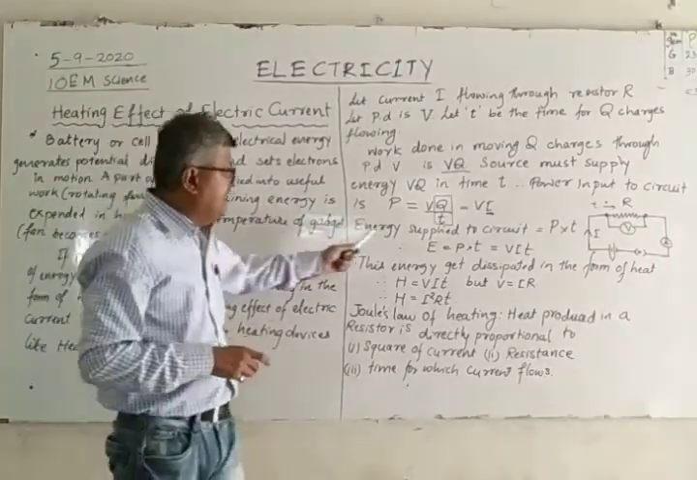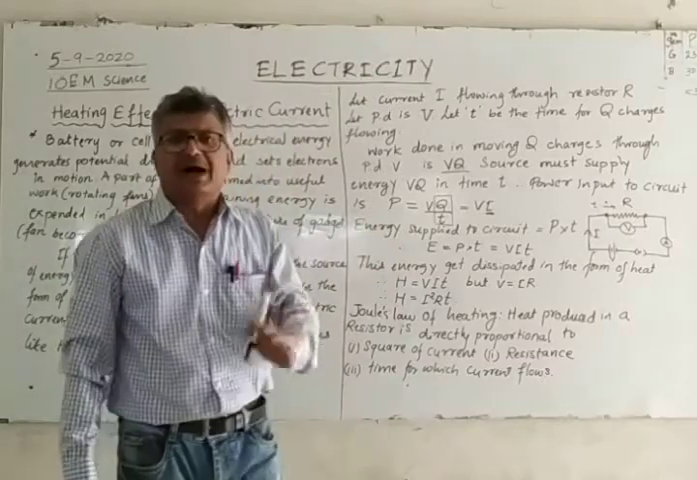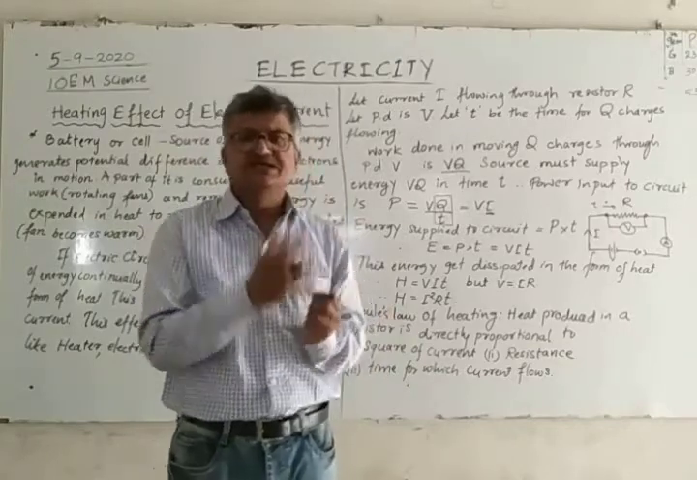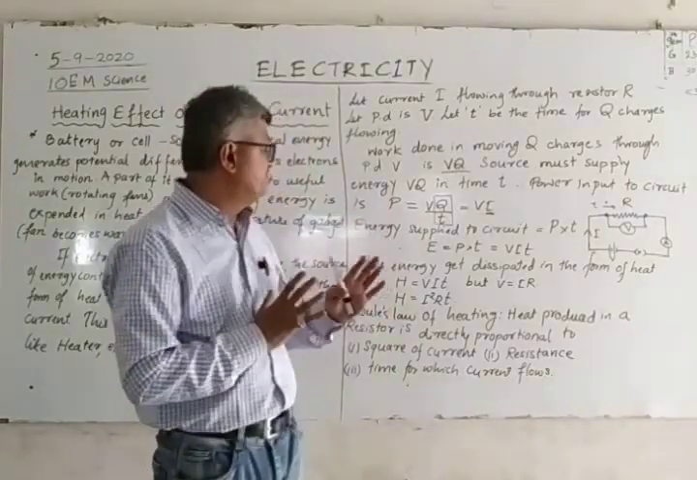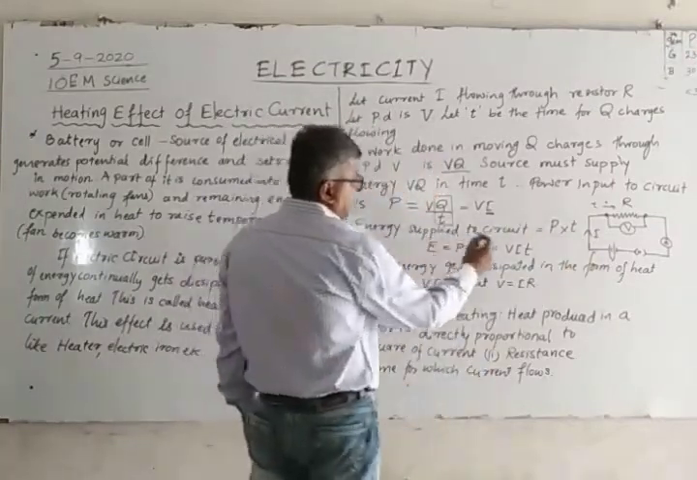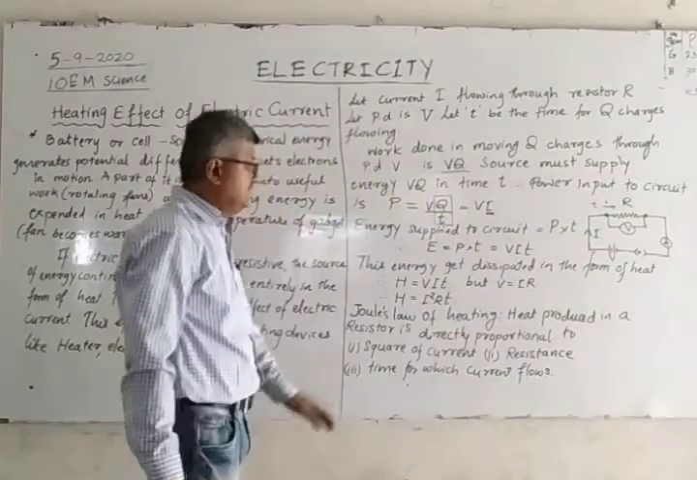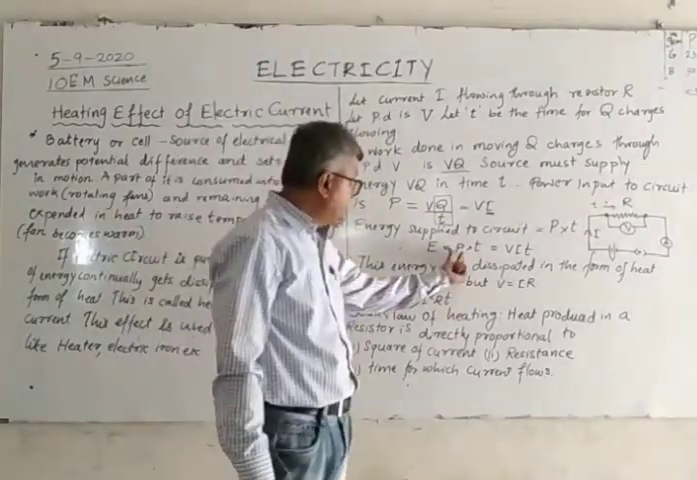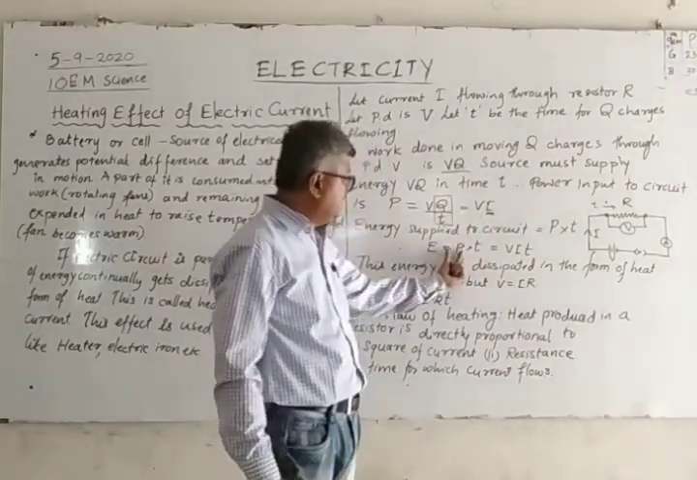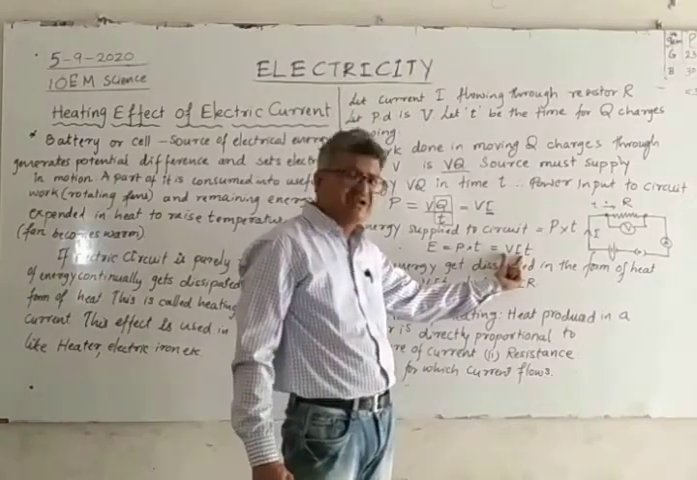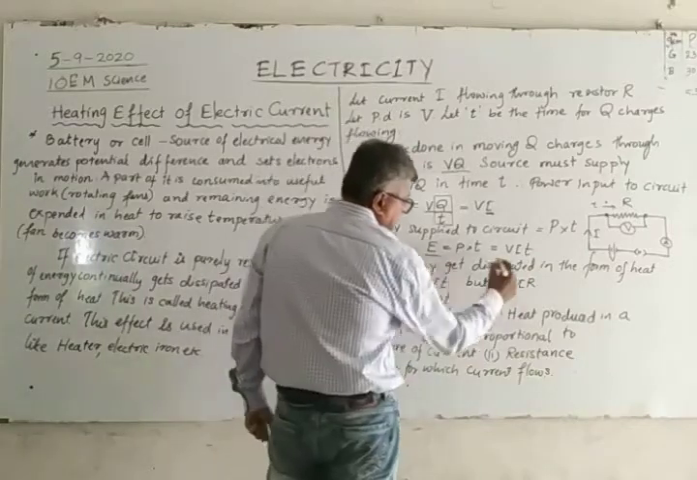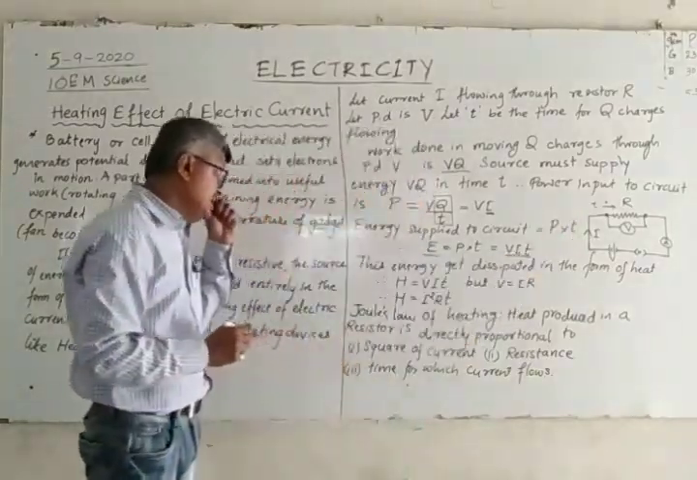Now the energy supplied to the circuit is equal to power into time. So how much power it consumes in a given time is called the energy supplied. So we multiply this power by time. So energy supplied to the circuit is P into T. E is given by P into T, but P is nothing but VI. In place of P, if you write VI, we get the formula VIT. So this is the energy consumed by the circuit.